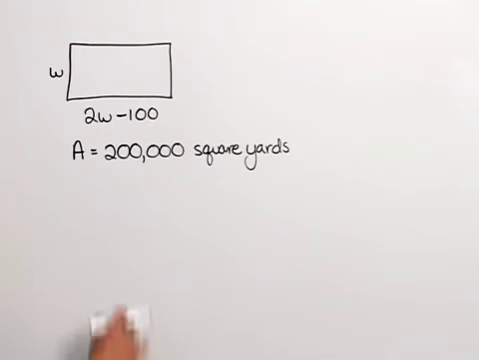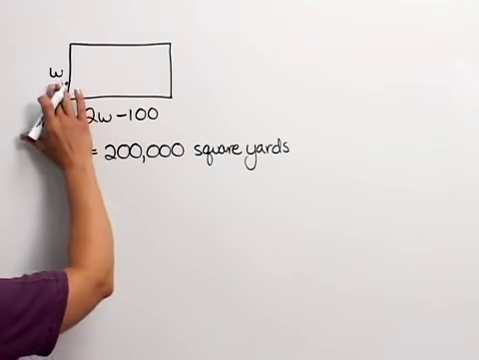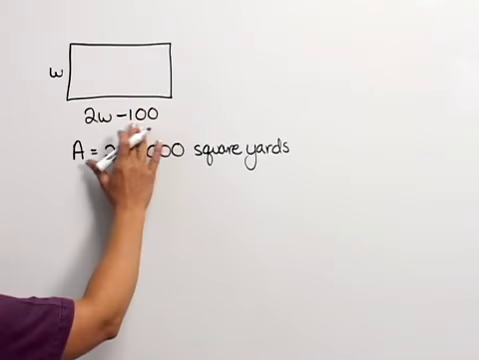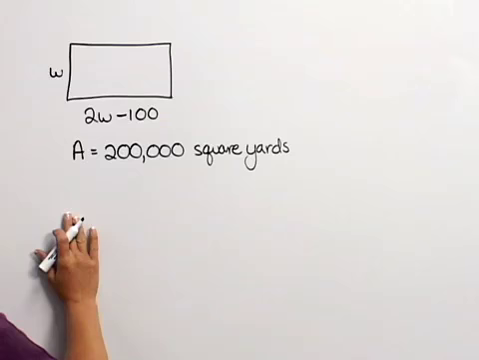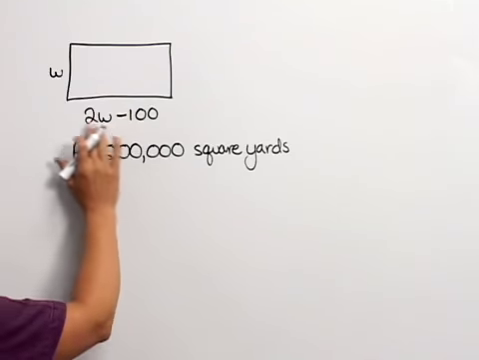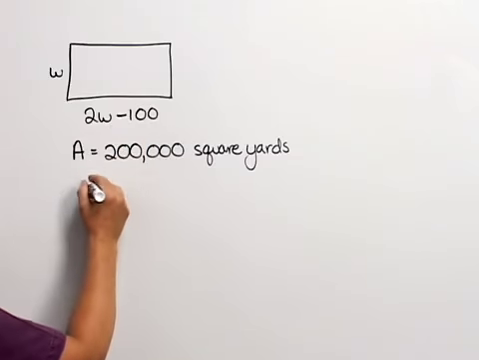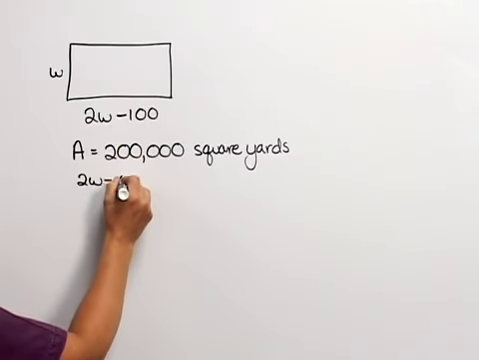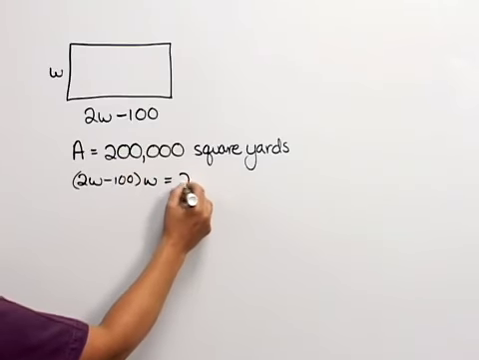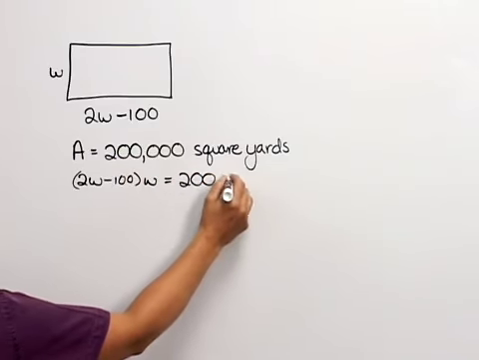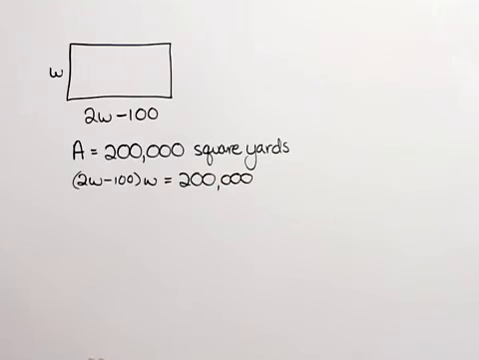Let's look at a diagram of our field. We have a width we'll call W. The length is 100 less than twice our width. And our area is 200,000 square yards. Area for a rectangle is length times width, which would be 2W minus 100 times our width W. And that's going to equal 200,000 square yards.